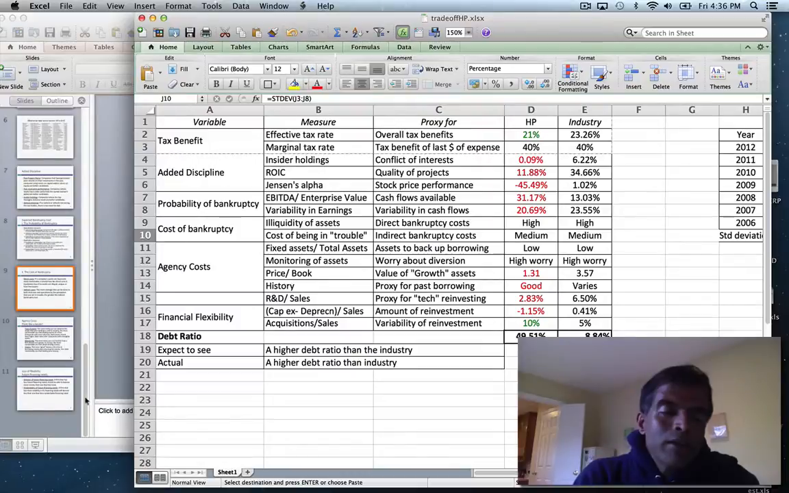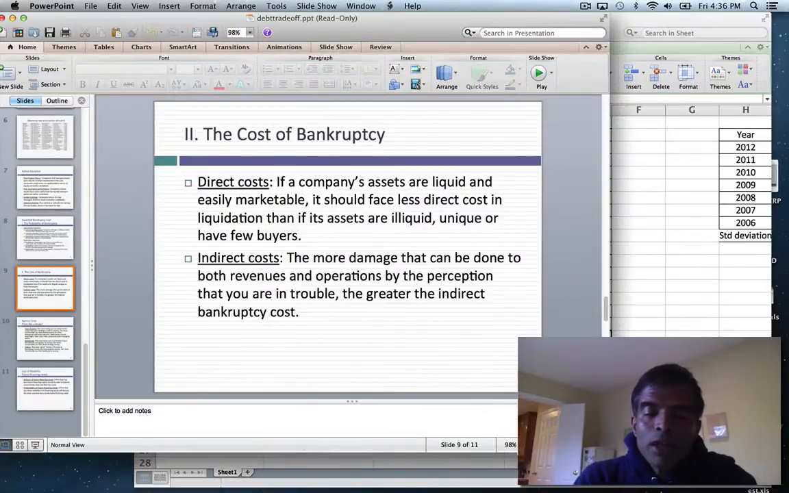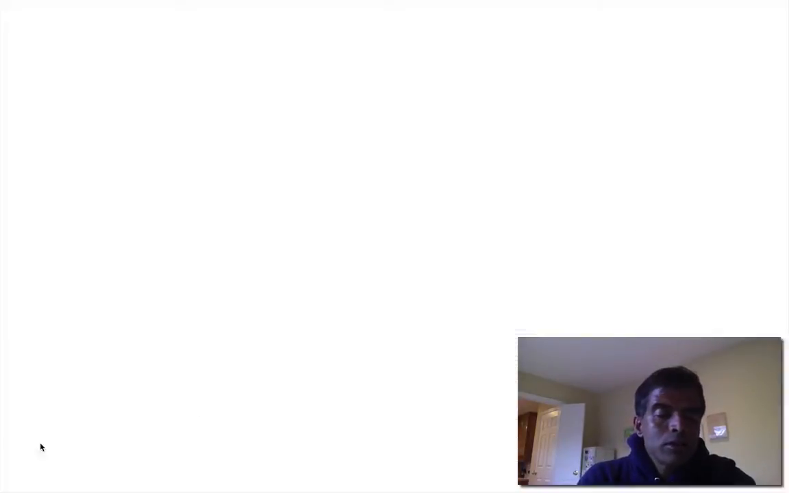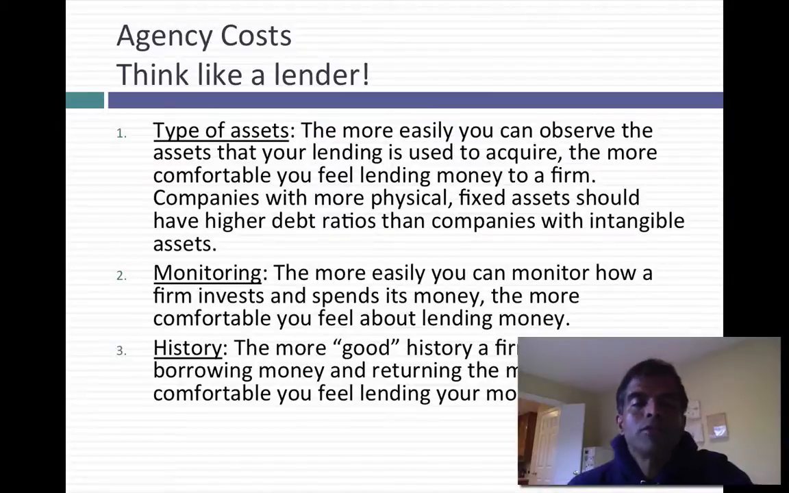Then let's get back to the trade-off and look at the next cost in the trade-off, which is an agency cost. To think about agency costs, the best thing to do is think like a lender. Think like a lender lending to this company and think about everything that might worry you. Here are some things you probably will think about. What are the assets that this company has? Presumably you'd want to see those assets. Are they physical assets? Do I feel comfortable seeing that they're there?